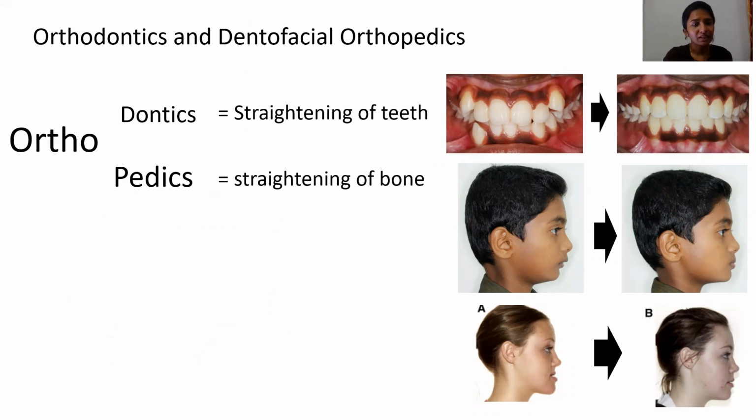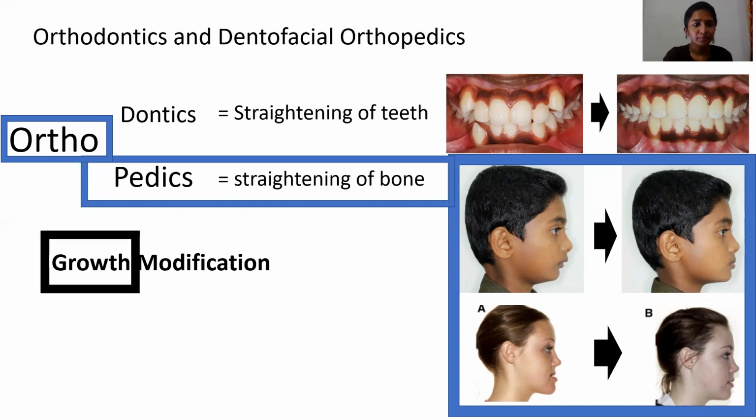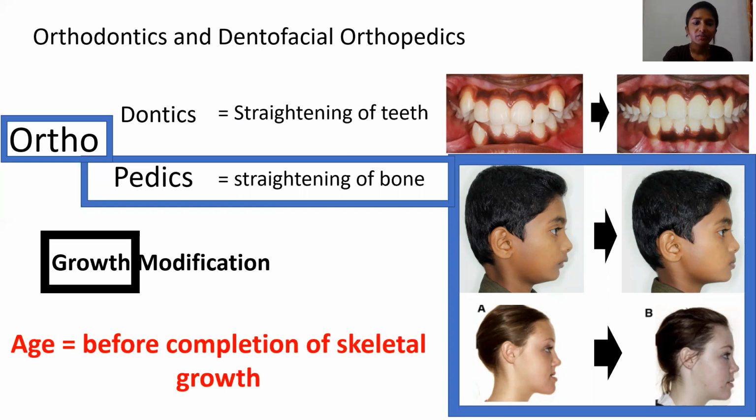But there is something else also, that is orthopedics, which simply means straightening of bone or the correction of bone. And this correction of bone during the growth period or during the young stage is termed growth modification. So again, when you use the term growth, it simply means that orthopedic appliances should be given before the completion of the skeletal growth.